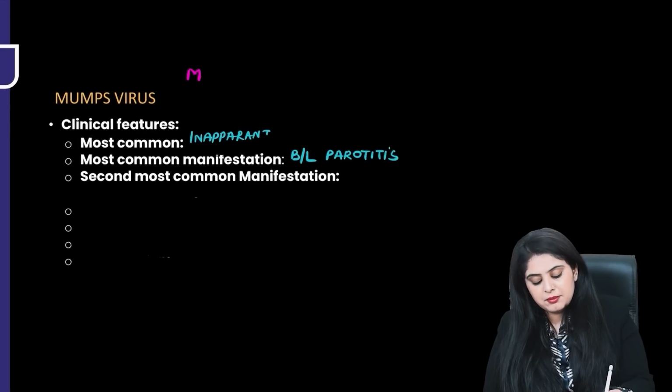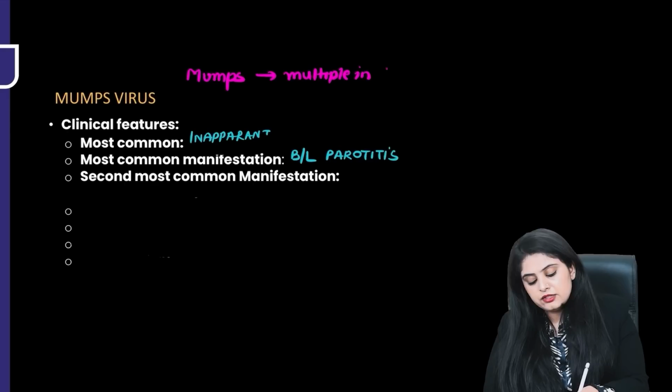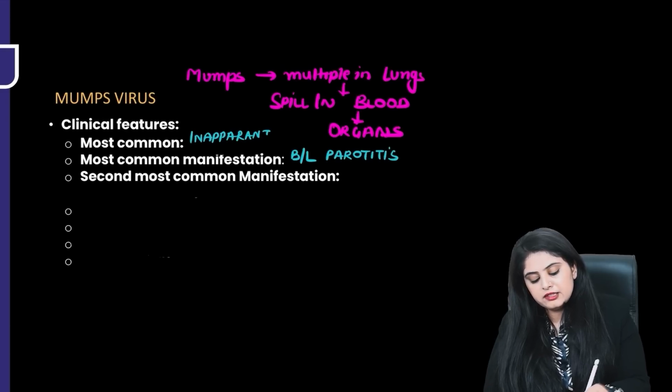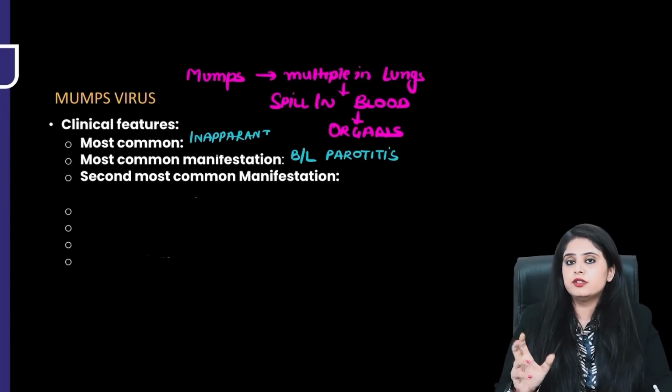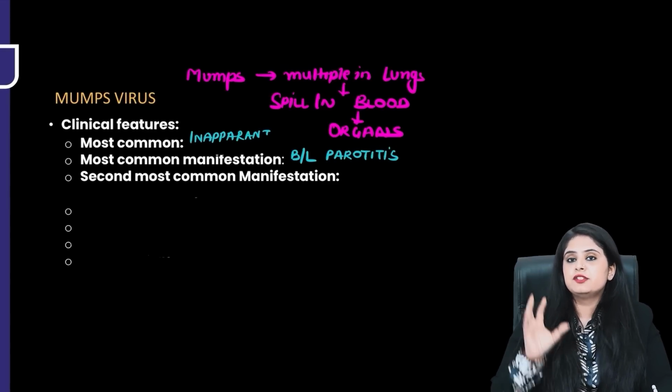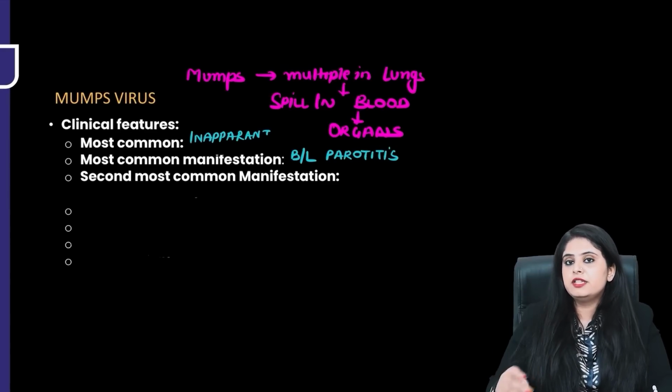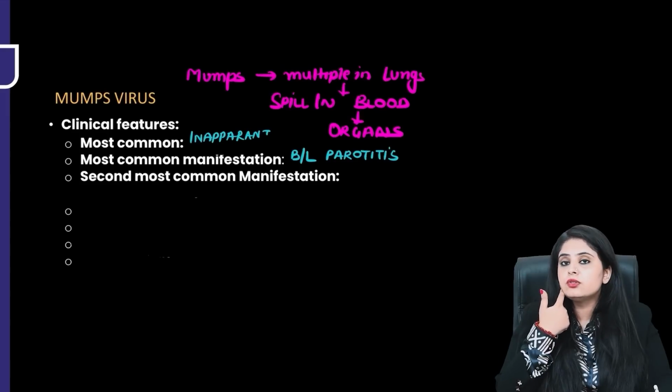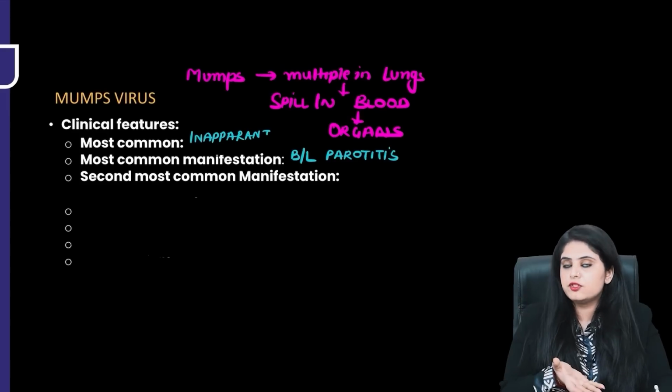So please remember, the mumps virus is only going to multiply in the lungs. It is going to multiply in the lungs, and after that it is going to spill into the blood and go to different organs. So I can say lungs are only being used over here. It's a use and throw kind of a thing. So they go into the lungs, they multiply over there, they go into the blood, and then they go to the parotid and to many other organs, which I'll tell you.